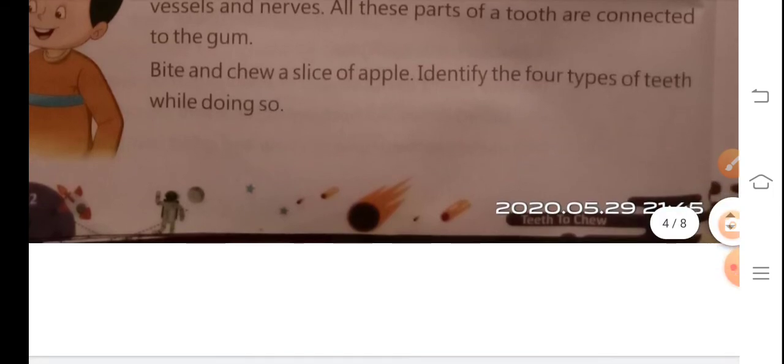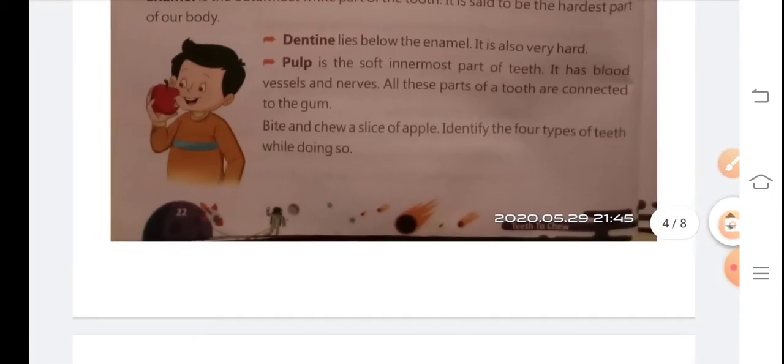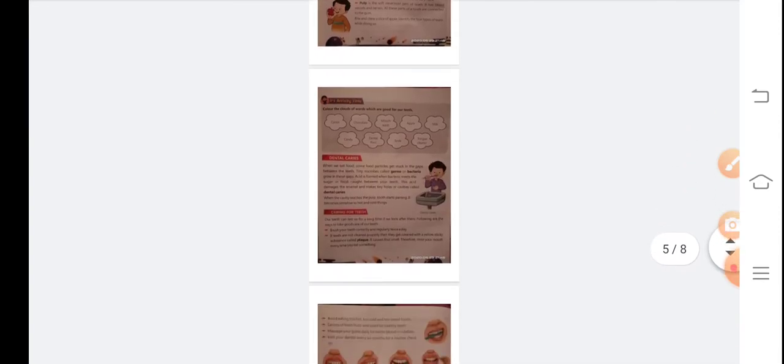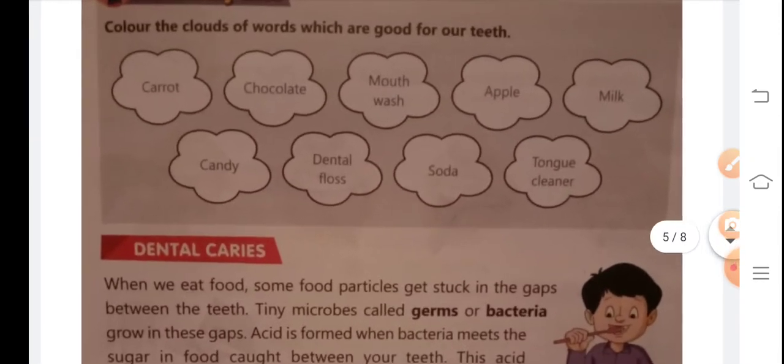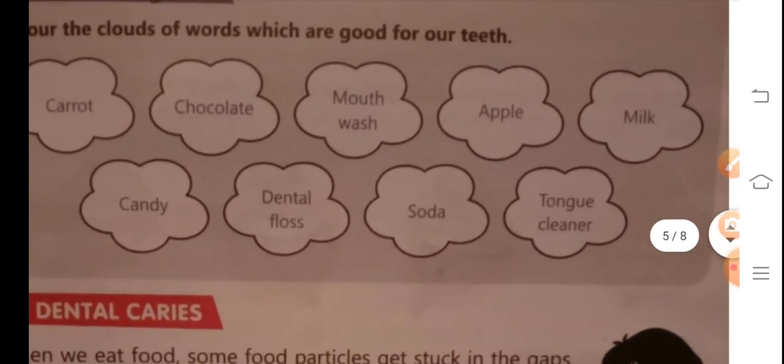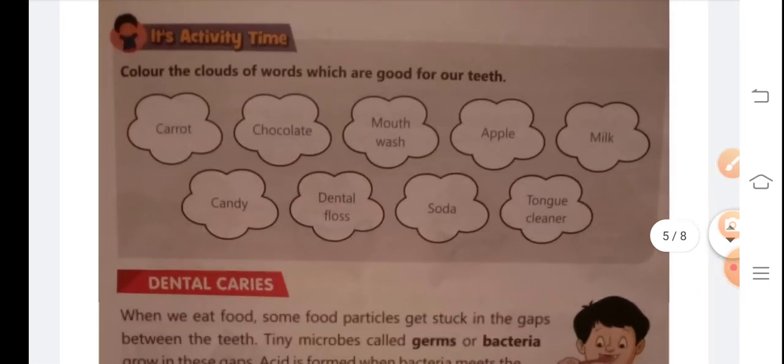Bite and chew a slice of apple. Identify your types of teeth while doing so. Next, there is one question available. You also color the cloud of words about our teeth.